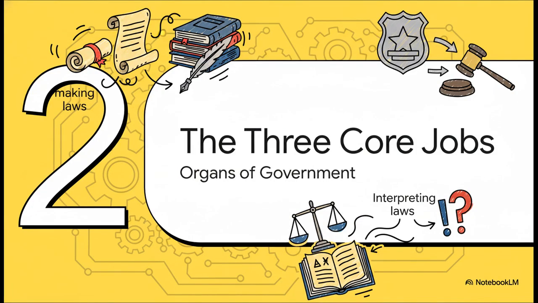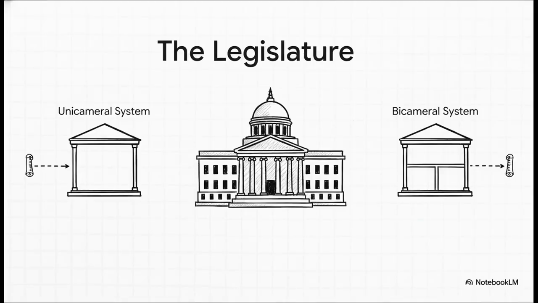So we've covered the what: making, enforcing, and interpreting laws. And we've covered the who, be it a king, an elite group, or the people. Now let's get into the nitty-gritty and meet the actual government bodies, or organs, that perform these three core jobs. First up, you've got the legislature. These are the lawmakers. Their main job is exactly what it sounds like.